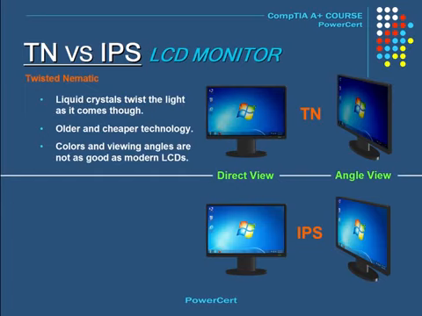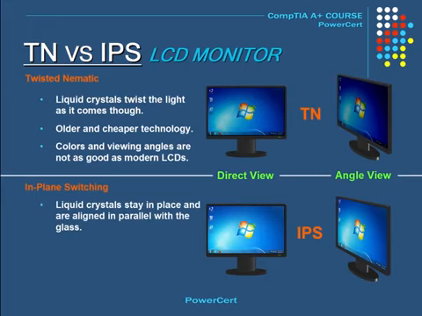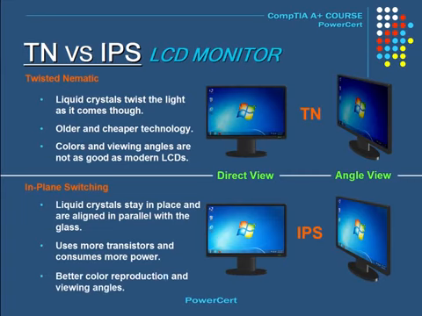Now a newer and more modern type of LCD monitor is IPS. And IPS stands for in-plane switching. This type of monitor works by, instead of the liquid crystals twisting like in a TN monitor, the liquid crystals in an IPS monitor stay in place and are aligned in parallel with the glass. IPS LCDs use more transistors than a TN monitor, so as a result it does consume more power. IPS monitors were designed to improve on the limitations of TN monitors. They offer better color reproduction and better viewing angles.